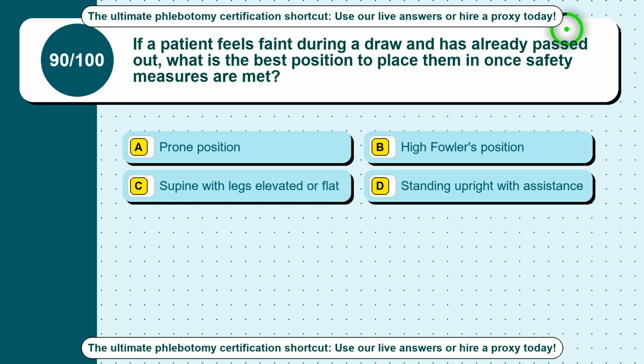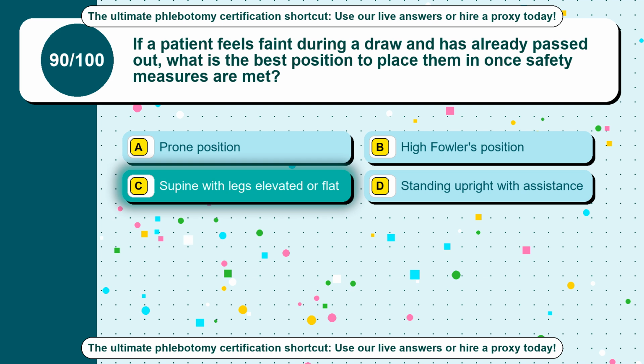Question 90. If a patient feels faint during a draw and has already passed out, what is the best position to place them in once safety measures are met? Option A. Prone position. Option B. High Fowler's position. Option C. Supine with legs elevated or flat. Option D. Standing upright with assistance. The correct answer is option C.